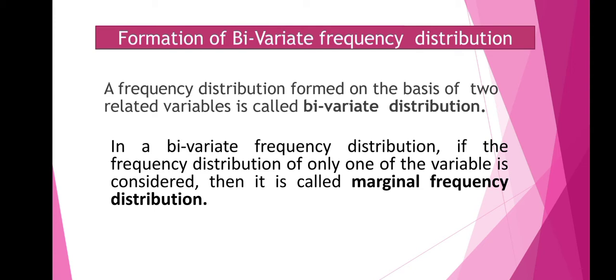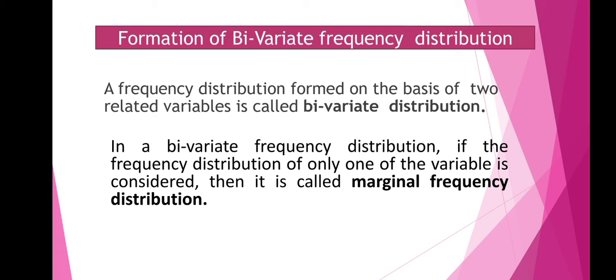A frequency distribution formed on the basis of two related variables is called bivariate frequency distribution. So here we will study about two variables. For example, heights and weights are two variables. So, such kind of frequency distribution where we have two variables are called bivariate frequency distribution.